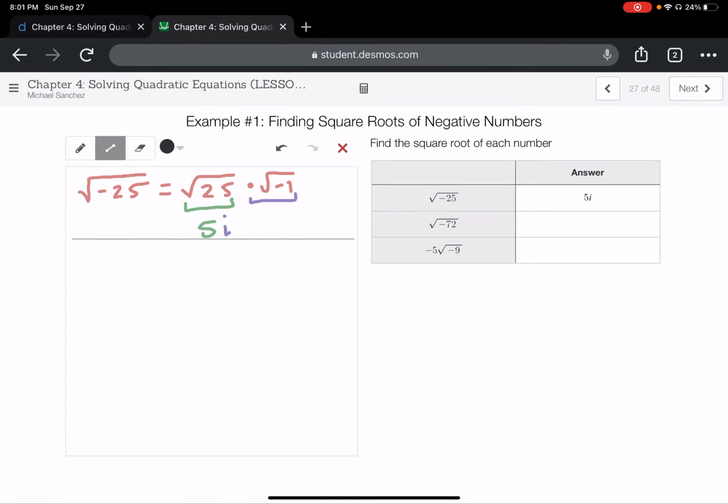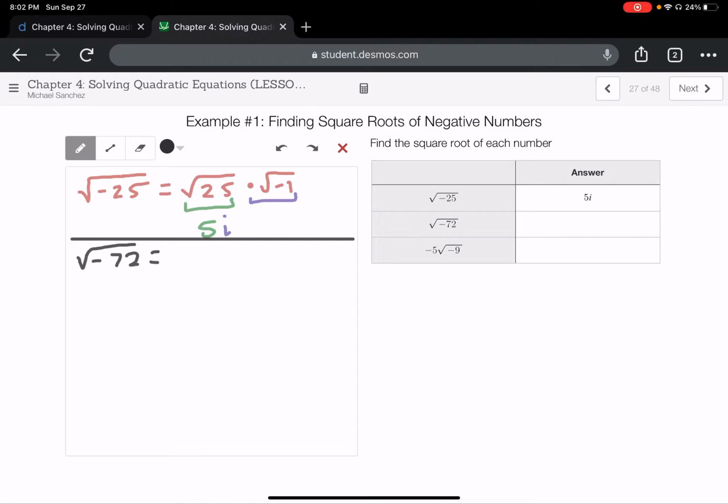All right, let's try another one. Here I have the square root of -72. Again, I'm going to break this square root up into something I know how to find the square root of. I'm going to break it up into a product of various square roots, so that the 72 gets broken up into a number like 25, because I know what the square root of 25 is. But 72 is not a perfect square, so we can't take the square root of that.